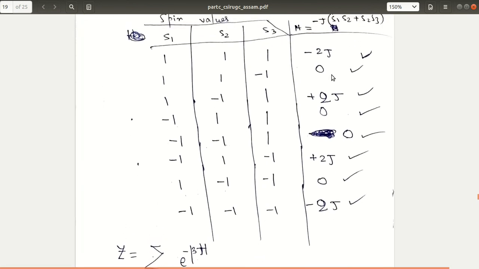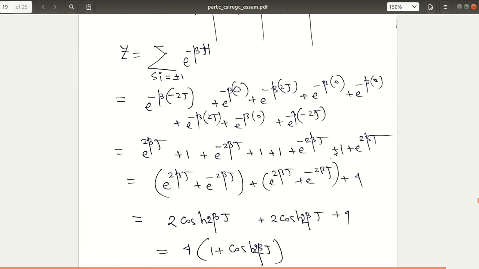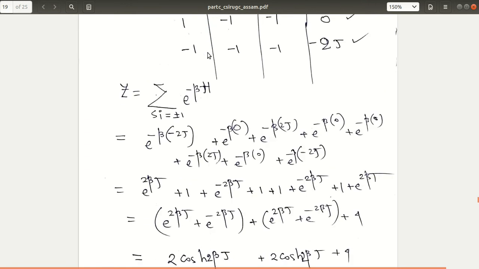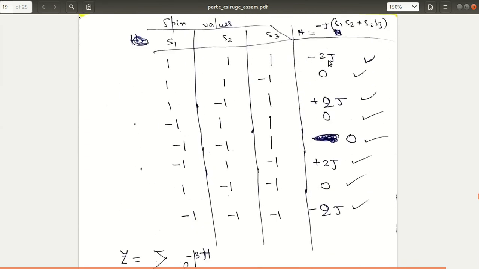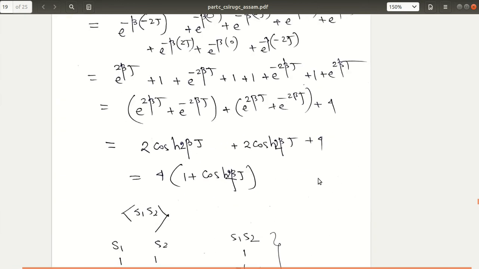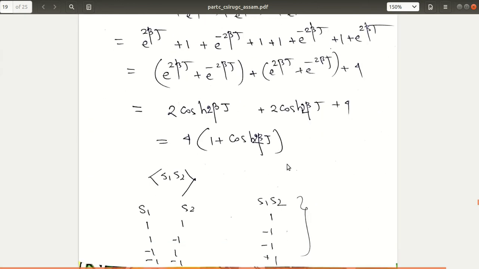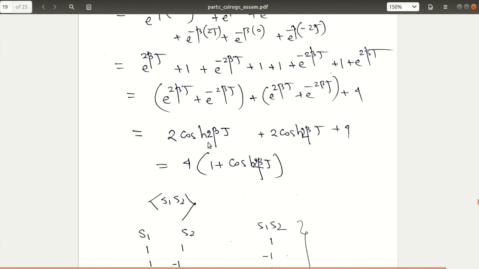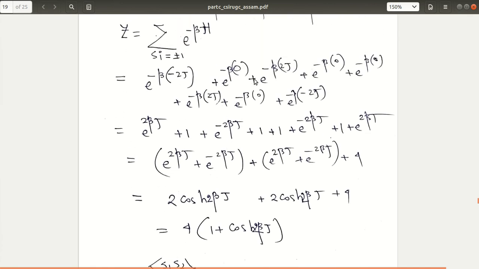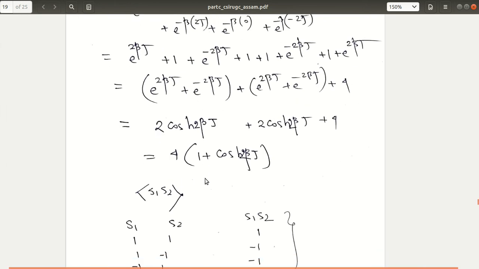You can calculate all of this like so, and your partition function will be the sum over s_i equal to plus or minus 1 of e to the power minus beta H. You have 8 terms in the partition function, as I have written here. If you simplify it, it will give you 4 into (1 + cosh 2βJ), because e to the power of beta times 0 will give you 1, and e to the power minus 2J and plus 2J combine to give you cosh. So it will give you 4 into (1 + cosh 2βJ).